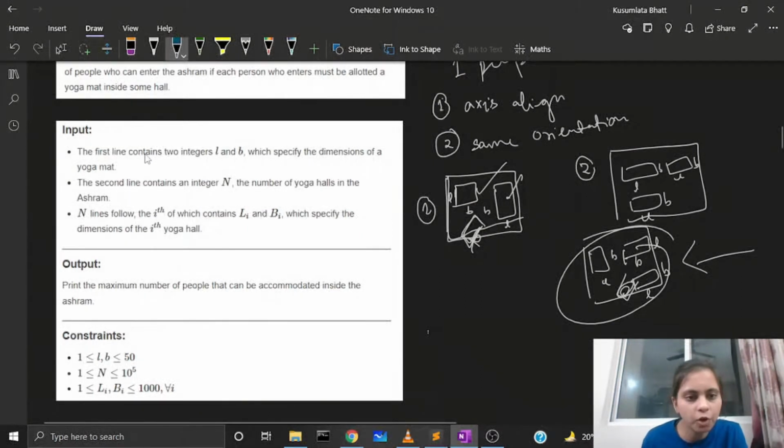Now let's see the input format for the problem. The first line is going to contain the small l and small b, which specify the dimensions of the yoga mat.